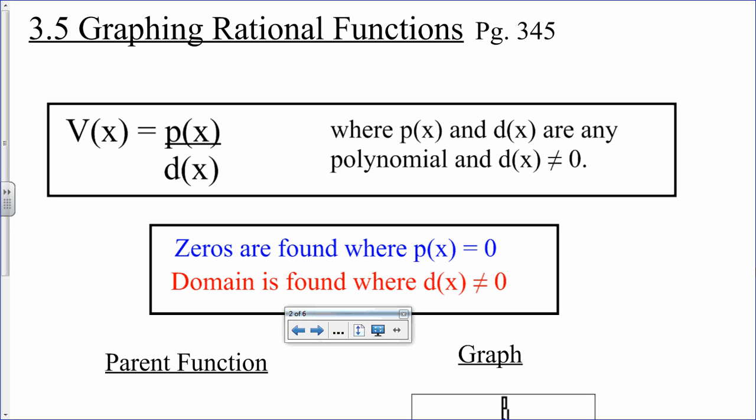The zeros are found from the zeros of the numerator, p of x. The zeros come from the zeros of the numerator. Remember, the zeros are the x-intercepts.